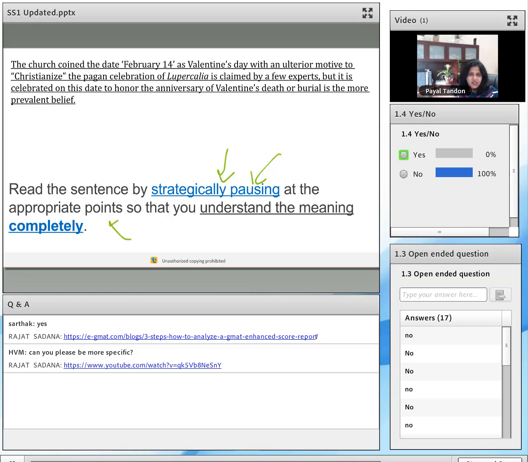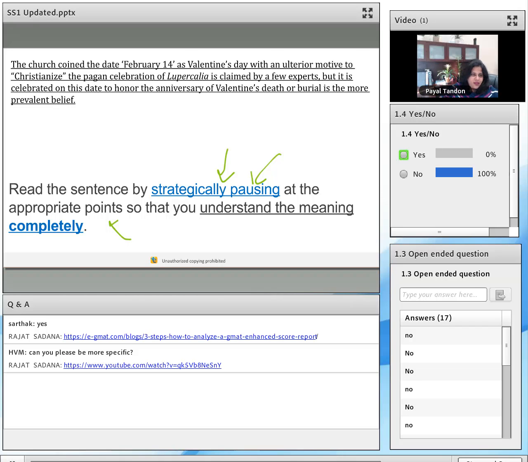And this doesn't just apply to SC. It applies to critical reasoning. It applies to reading comprehension. That's why I said whatever I'm talking about here, I'm taking sentence correction as an example, but all of this applies to each and every section in verbal. So you have to read slowly.